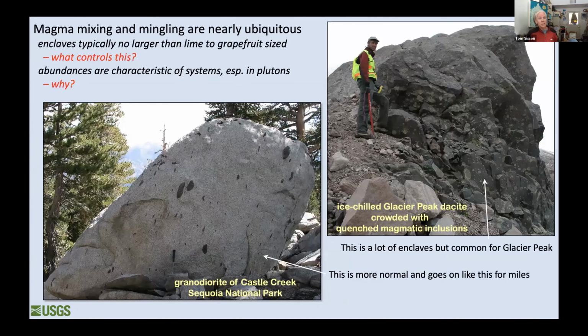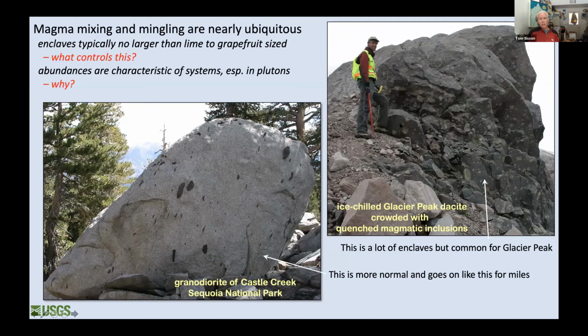Now, we all know this, magma mixing and mingling are nearly ubiquitous in arc, intrusive, and volcanic rocks. But there's some curious things, like that the mafic enclaves are typically no larger than lime to grapefruit sized. Well, what controls this? And then the abundances that you see in a particular volcano or in a particular pluton tend to be characteristic of the systems. So here are a couple of examples.